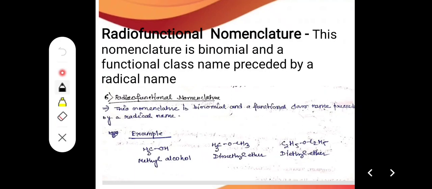So radicofunctional nomenclature is, for example, dimethyl ether. If we consider both carbon-oxygen bonds attached to oxygen undergoing homolytic fission, we imagine two methyl radicals developing, so we say dimethyl, and we term the whole compound dimethyl ether. Similarly, there is diethyl ether.